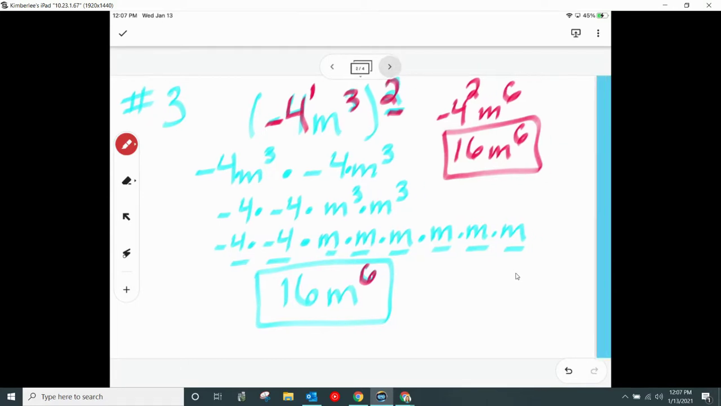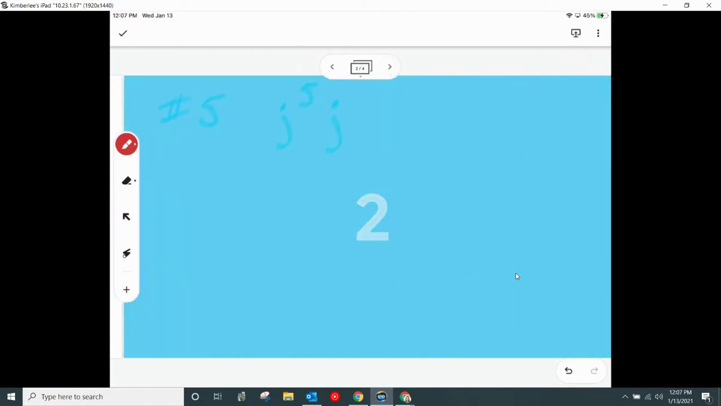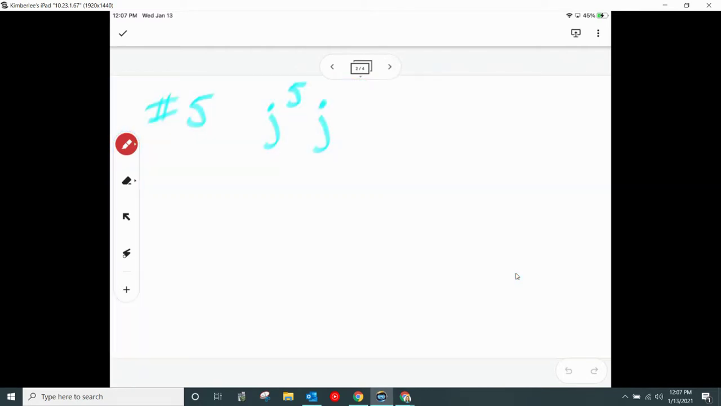Let's look at a different one. Let's talk about a different shortcut. Okay, so here I have j to the 5th times j. So I'm going to start by writing it out. I have j times another j, because j to the 5th means to multiply j times itself 5 times, and I have one more j stuck on there.